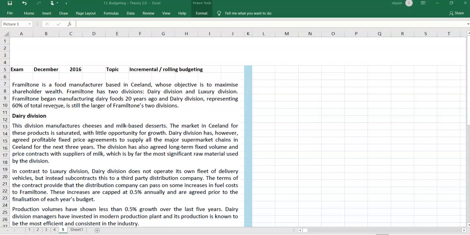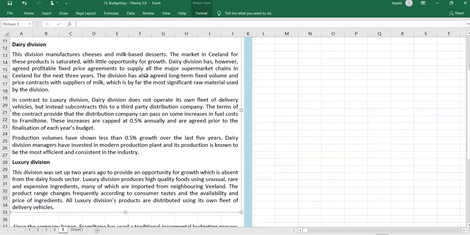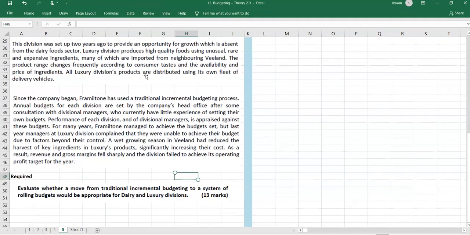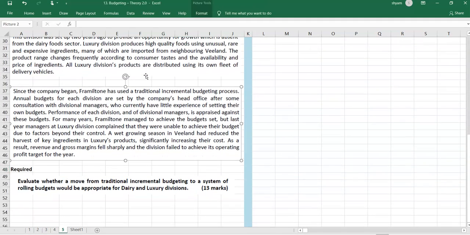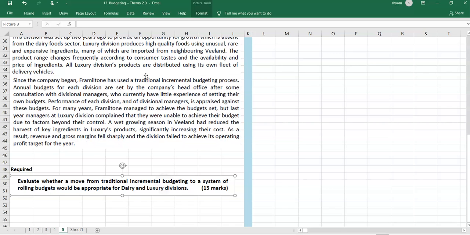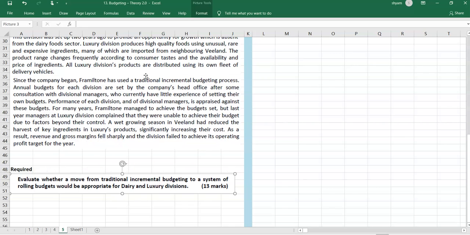So we'll start from this case study. This case study is about incremental budgeting and rolling budgeting. So we'll first read the required. So this is the required. Evaluate whether a move from traditional incremental budgeting to a system of rolling budgets would be appropriate for dairy and luxury divisions. Okay, so there is a company and they have two divisions, called dairy and luxury.